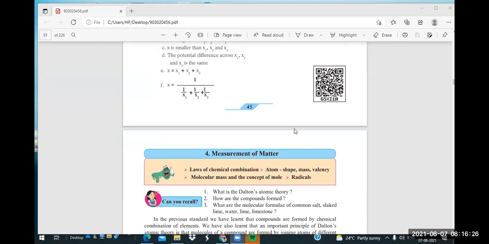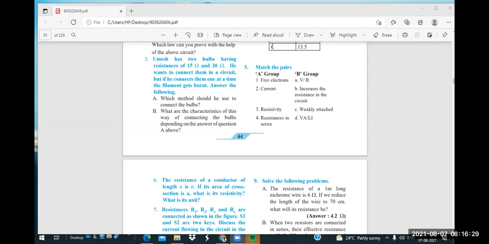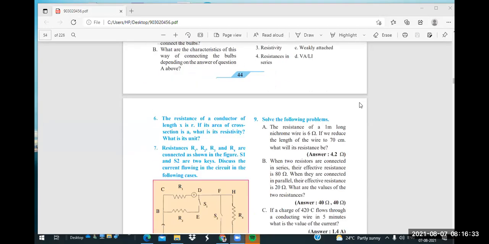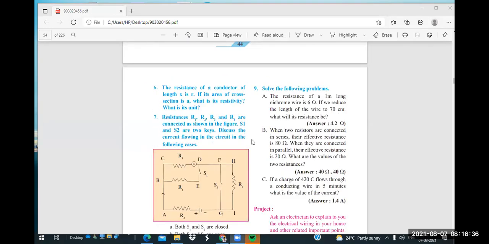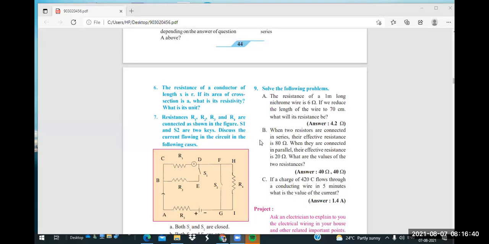Okay, now this was question number 8. Question number 9 we have to see. So question number 9: the resistance of a 1 meter long nichrome wire is 6 ohm.